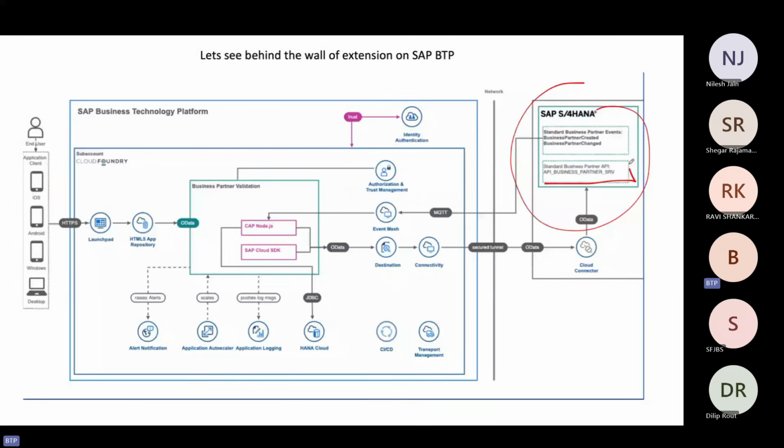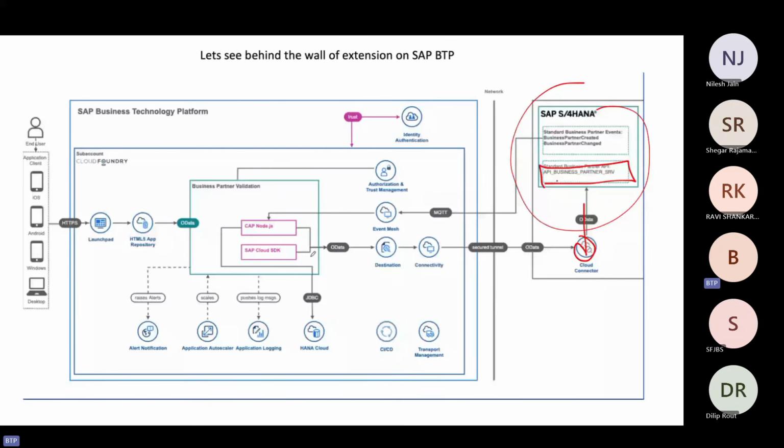For example, if you have a scenario where you want to expose business partner detail on BTP and derive some scenario, then you can use this with the help of Cloud Connector. You can bring those APIs into the BTP. With the help of BTP services like connectivity and destination, this is a CAP-based application which is consuming your data from the S4 system.